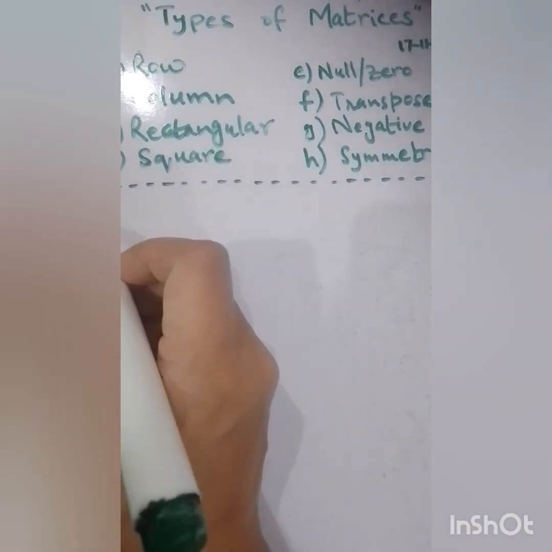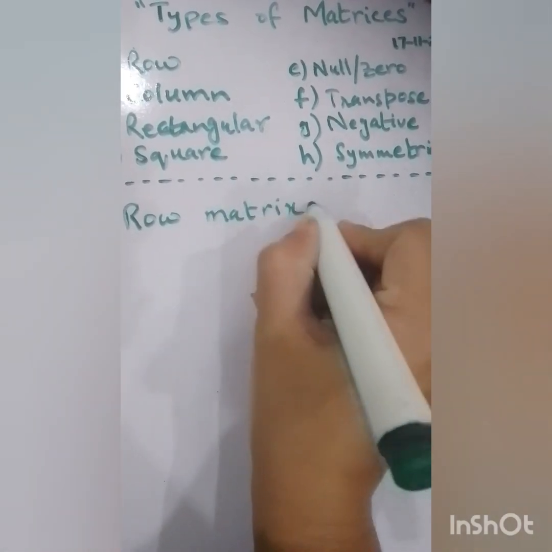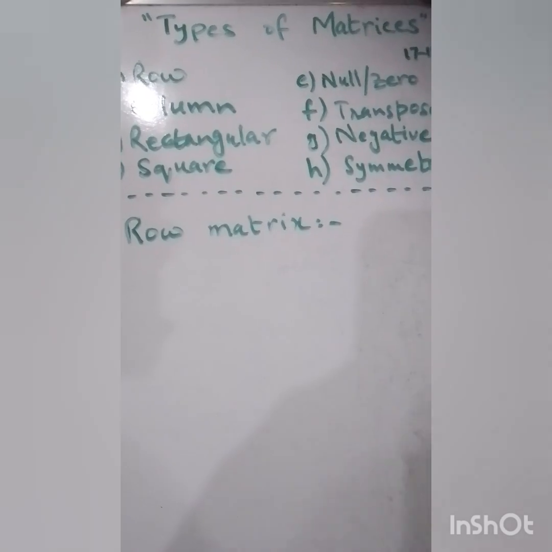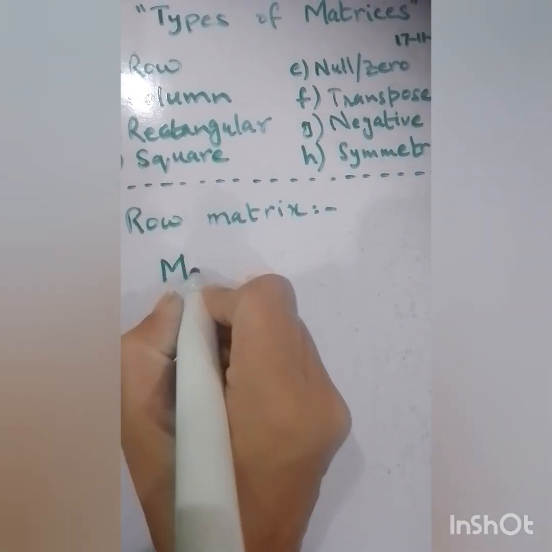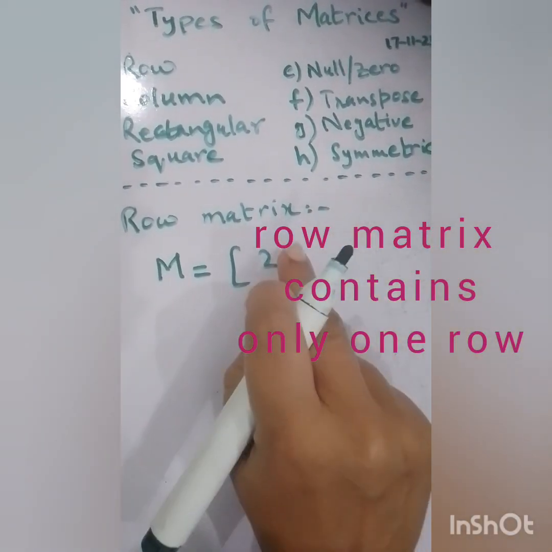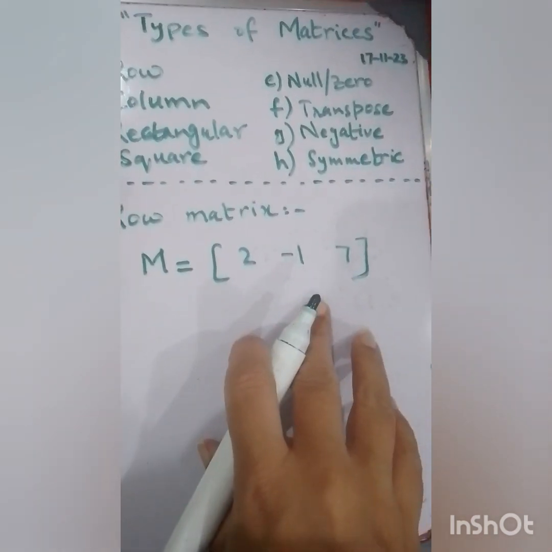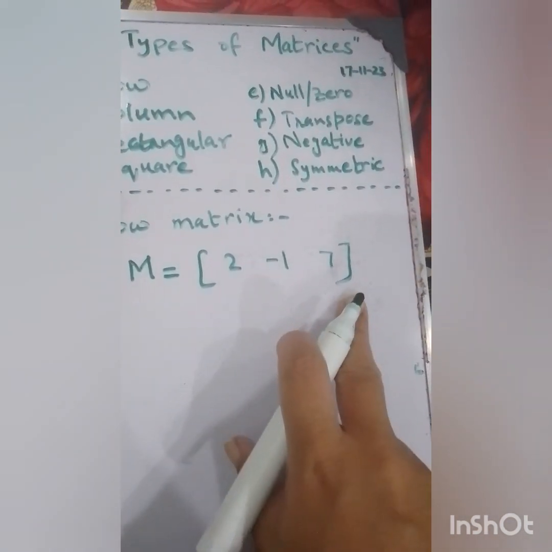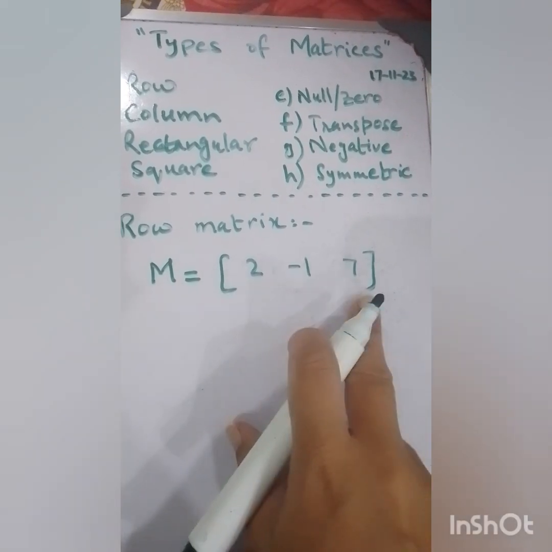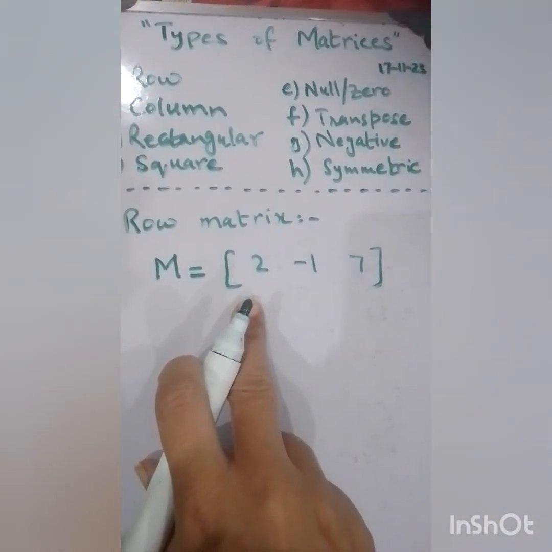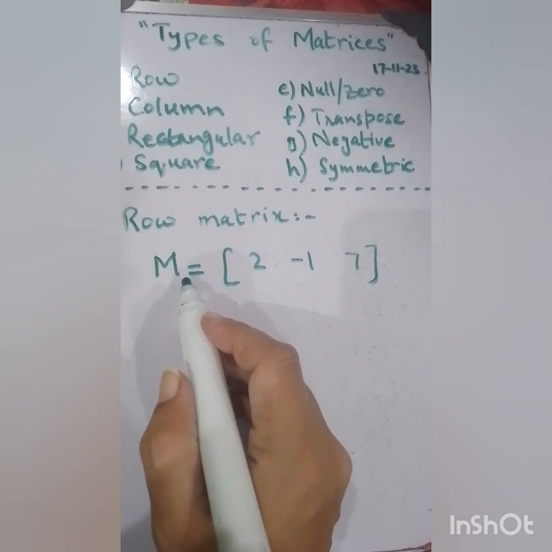In the very first type we will discuss the row matrix. A row matrix is called a row matrix because it has only one row. For example, if I have a matrix M equals to 2, -1 and 7. I've already discussed in the last video that these are the brackets which are specifically used for matrices. The entries are enclosed within these brackets, and these brackets are the identity of our matrix. So this is our matrix M, and it has one row.